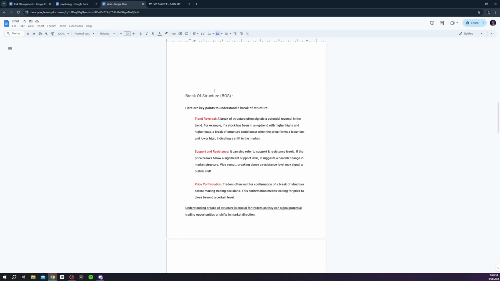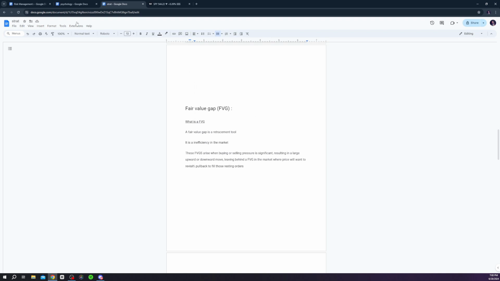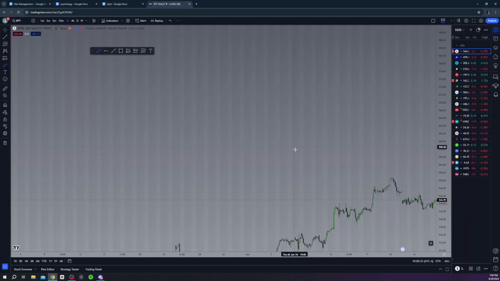All right. That's a break of structure. Now we're going to go over a fair value gap. What is a fair value gap? A fair value gap is a retracement tool. It is an inefficiency in the market. These fair value gaps arise when buying or selling pressure are significant, resulting in a large upward or downward move, leaving behind a fair value gap in the market where price will want to revisit and pull back to. So let's go over it. I'm sure you guys know what a fair value gap is. It's as simple as a 3-candle formation.